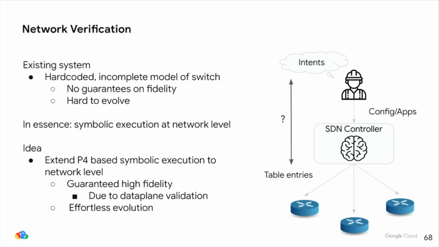So since we're already working on P4-based symbolic execution in a single switch, a potential future direction for us is to expand this symbolic execution based on P4 to a network of switches and do this kind of network verification. The good thing would be that because we have these P4 models and we already do this data plane validation, we have a high assurance that our model has a very high fidelity and corresponds to how the switch actually works. Also because it's not a hard-coded model, it's based on P4, the evolution would be effortless because the tool will be parametric on the P4 model.